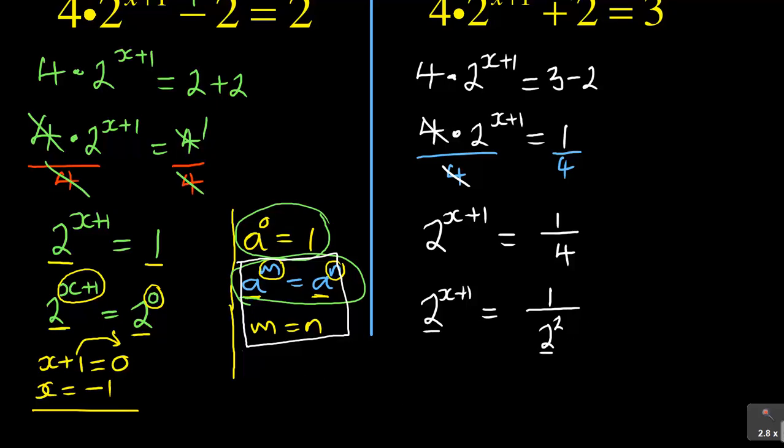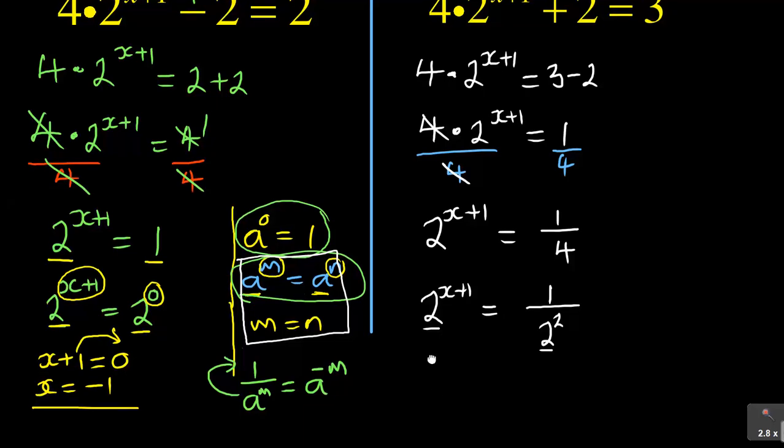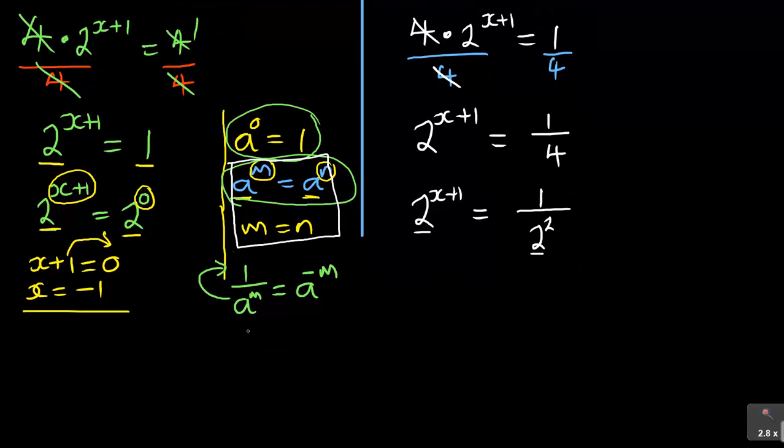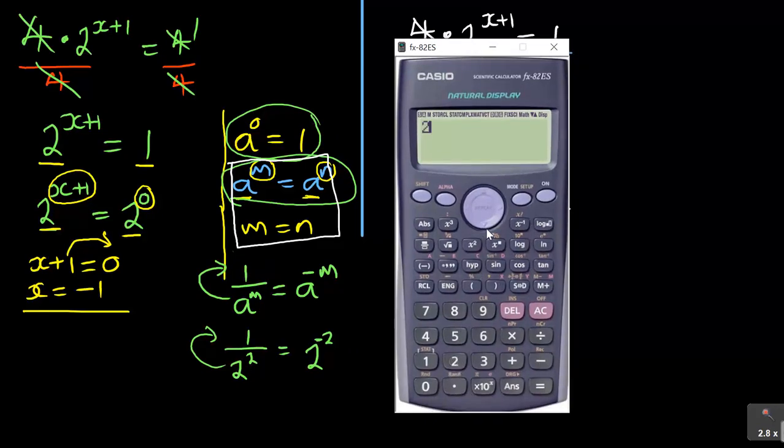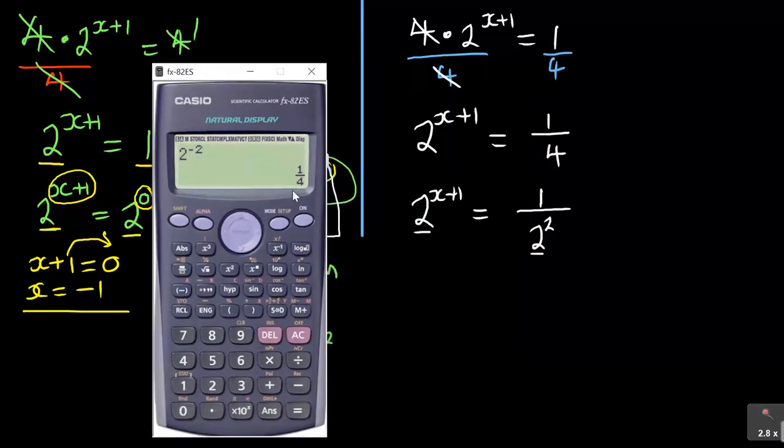Now, after that, I have to use the rule which says 1 over a to the power of m is equal to, if I want to remove the division sign and take a to the power of m to the top, I write a to the power of m, but I put a negative sign. Let me give you a scenario. If I'm given 1 over 2 to the power of 2, this is the same as, if I take it to the top using the same rule, 2 to the power of 2, but with a negative sign. So if I take my calculator and ask what is 2 to the exponent negative 2, you'll see that it will take me back to 1 over 4, which is what I had in this case.